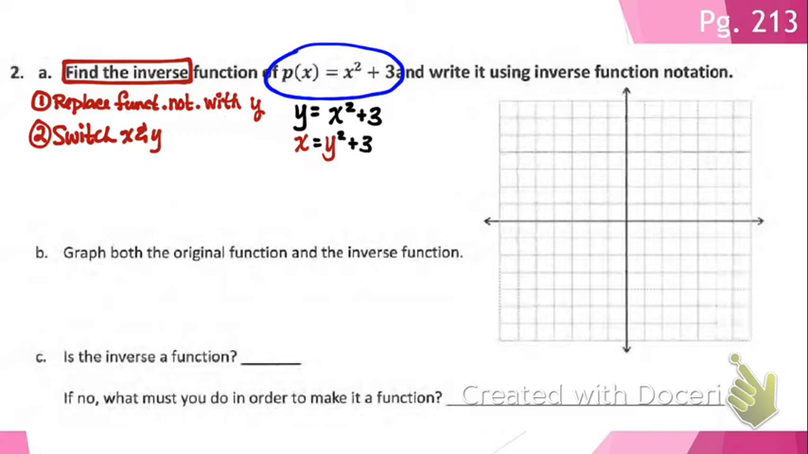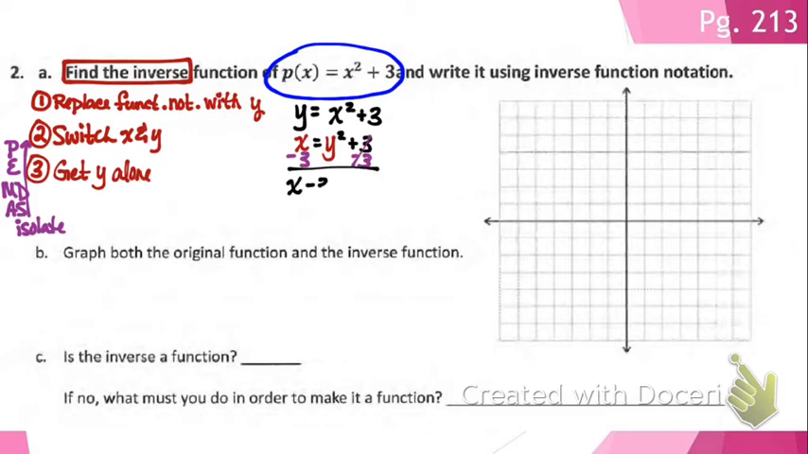After we switch x and y, what's the goal of the next step? Get y by itself. So subtract 3 from both sides, get x minus 3 equals y squared. Yes. So I'm always thinking about order of operations. When we're trying to get something alone, we go backwards through the order of operations. This is to isolate, which is what we're doing. So we're going to subtract 3 from both sides, like you just said, Lauren. So I have x minus 3 equals y squared.